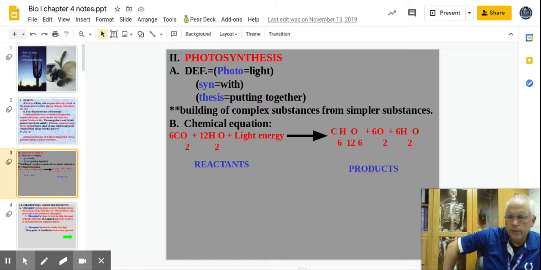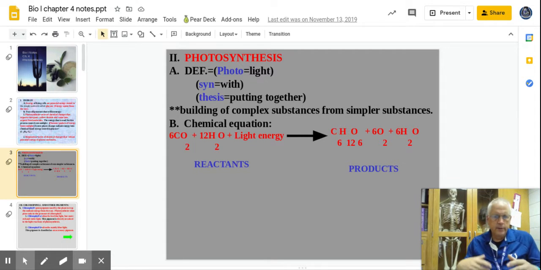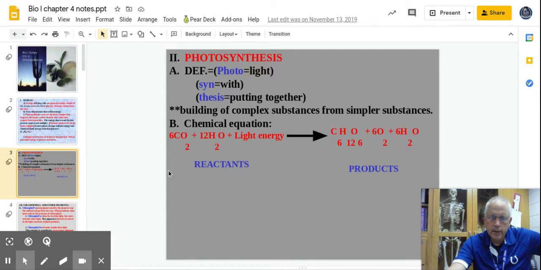C6H12O6 is the chemical formula for glucose. You get 6O2, and we get 6H2O. Now, this is a very balanced equation. We have to have balanced equations in chemistry. You'll learn this when you take chemistry.